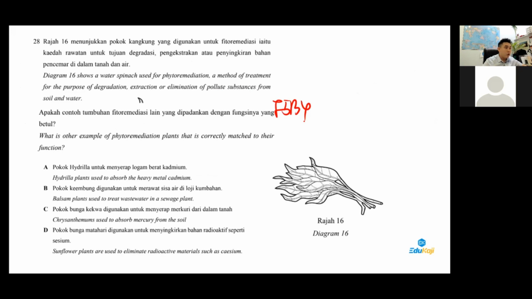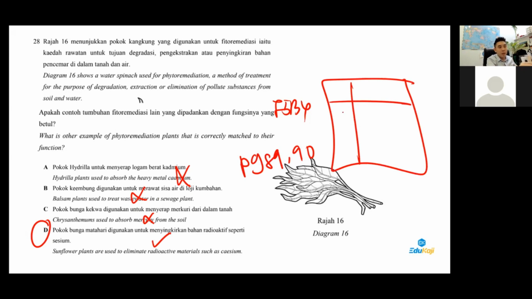Which one is matched correctly to their function? Guys, 28. Hydrilla absorbs cadmium, no. They absorb iron. No, this is out. Chrysanthemum mercury, no. This one okay. All right, guys. But I suggest you go through your textbook at page 89 and 90. You probably would want to form a table, write down what plant and then what they absorb. I think this will do you a big help. Okay, 28, you should get donkey.